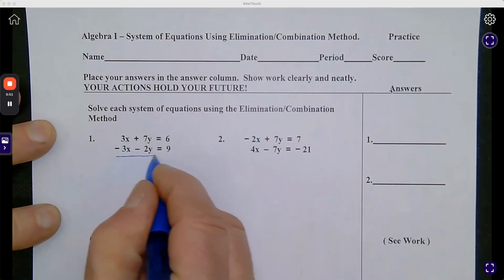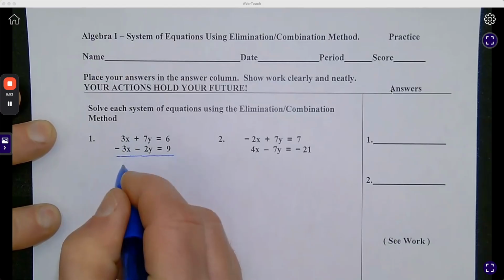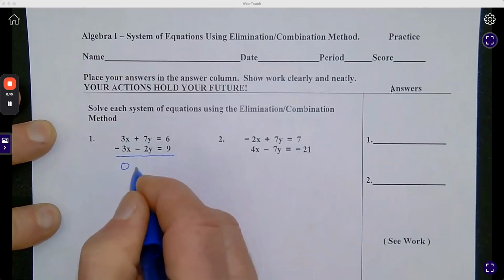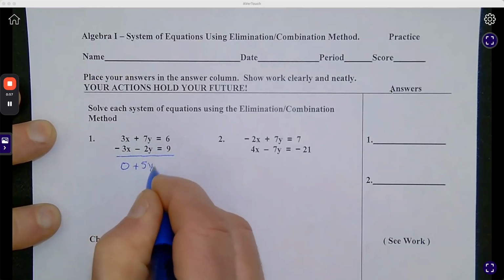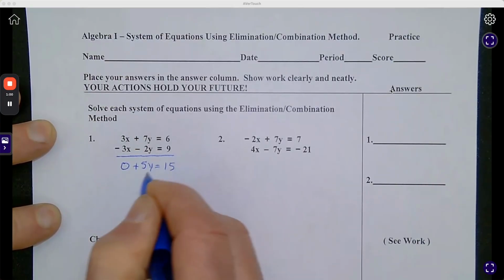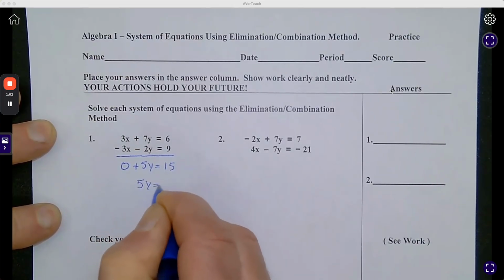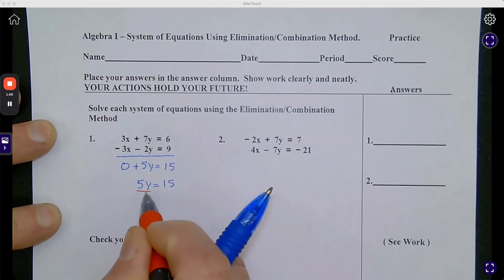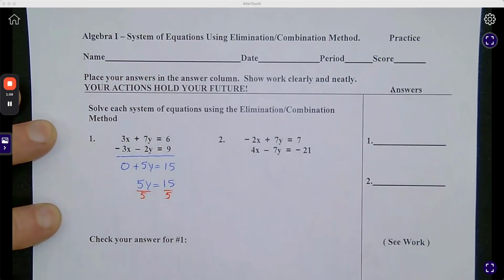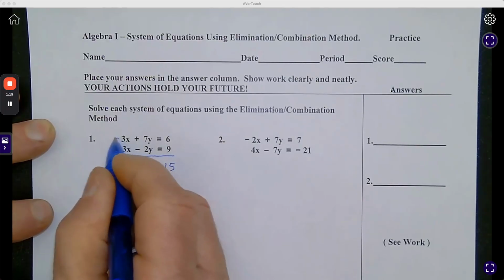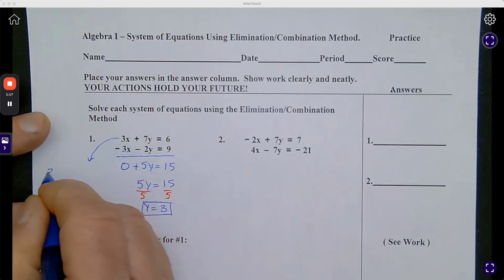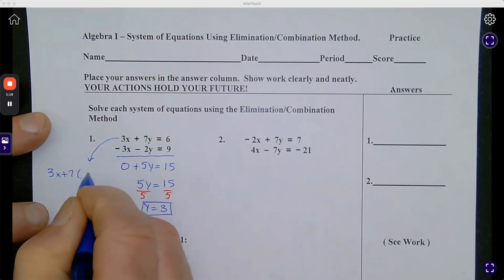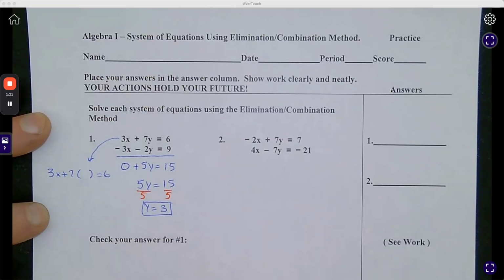So I'm going to go ahead and combine my x's. I get 0. Combine my y's. Combine my constants. Notice we now have the equation 5y equals 15. Solve this equation for y. Divide both sides by 5, and you get y equals 3. Now to find x, you go to one of the original equations, and you substitute that 3 in for, in this case, y.